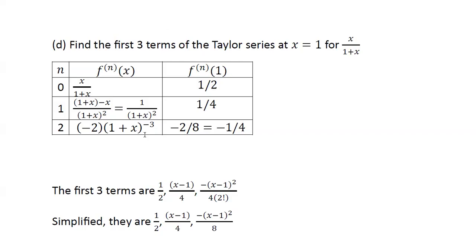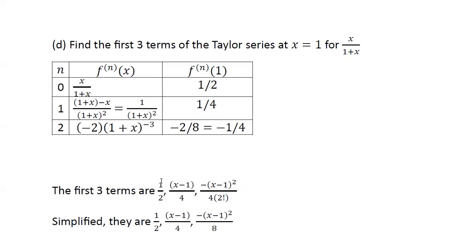Now we plug in. This Taylor series is centered at x is equal to 1, so we plug in x is equal to 1 into these derivatives, okay? So you get half, a fourth, and minus 1/4, okay? So if we remember the general formula for the Taylor series, it's the nth derivative at the center, at 1 in this case, times x minus 1 to the n power over n factorial, okay?